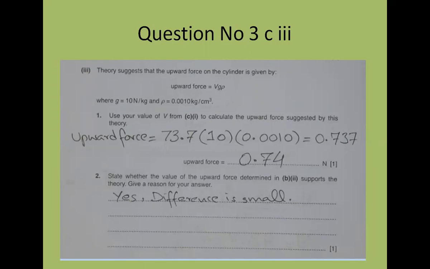It is within 10%. The difference between this and that value is small: this value is 0.7, and this one is 0.74. An important thing is that theoretically it is 0.74, but when you actually measured it, it was 0.7 Newton, because the Newton meter cannot be more accurate than 0.7.